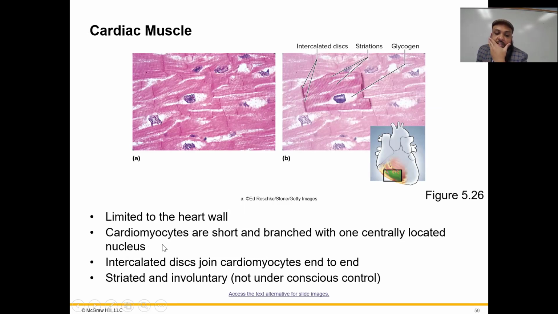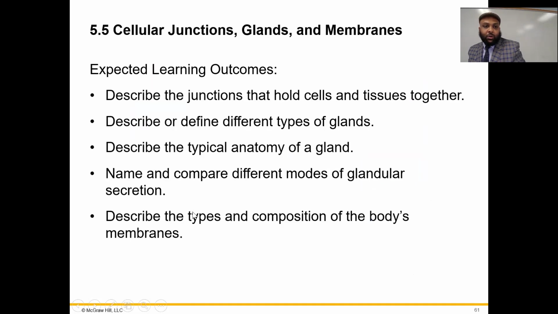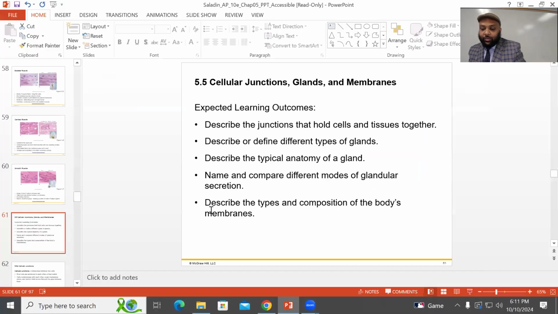There are intercalated discs that join the cardiomyocytes end to end, and they are striated and involuntary. They are not under conscious control. There are smooth muscle cells, made of short fusiform-shaped cells that have one central nucleus, no striations. They have involuntary function. That is mostly visceral muscle, making up parts of the walls of the hollow organs.